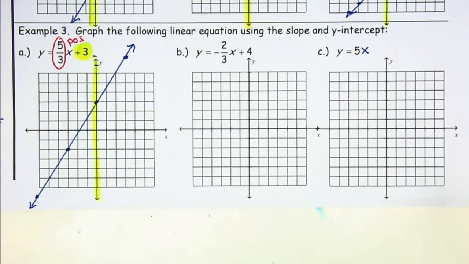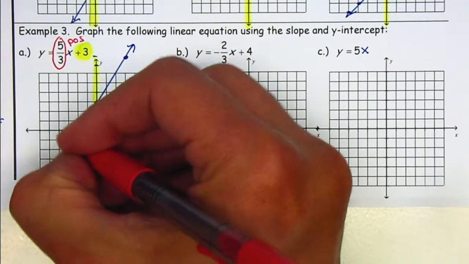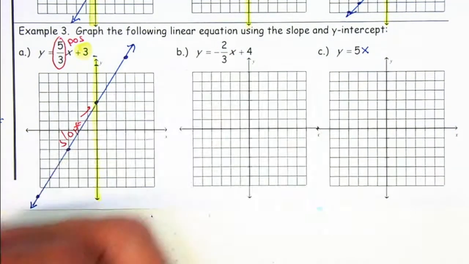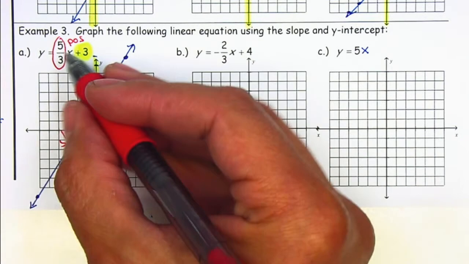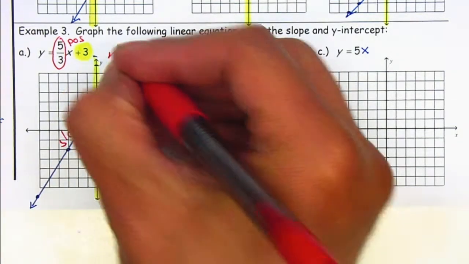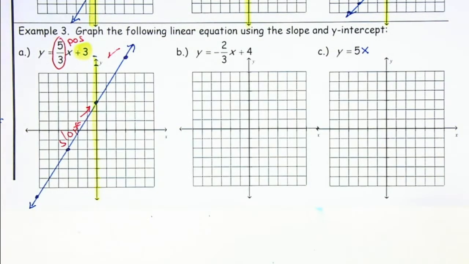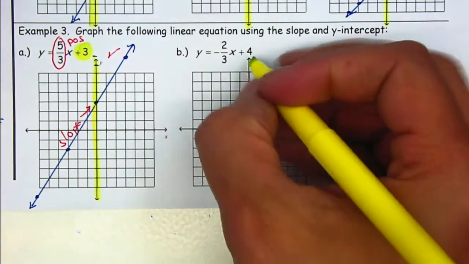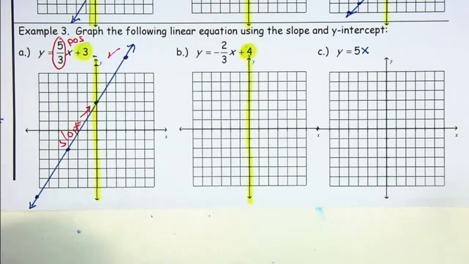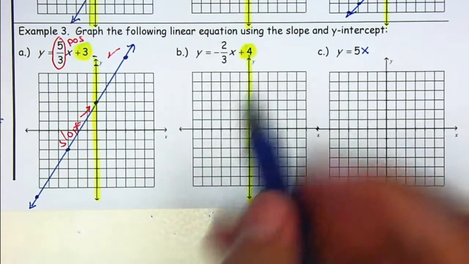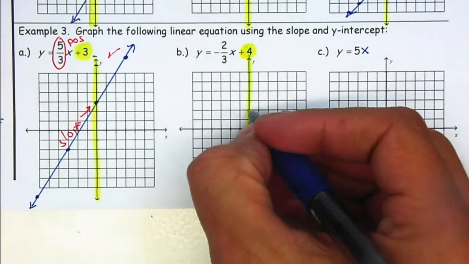I'm going to write the word slope. The slope of the line is positive, and the slope of the equation is positive, so it matches. Letter B. Highlight your y-axis, highlight your y-intercept. The line is going to cross the y-axis at 4. 1, 2, 3, 4.